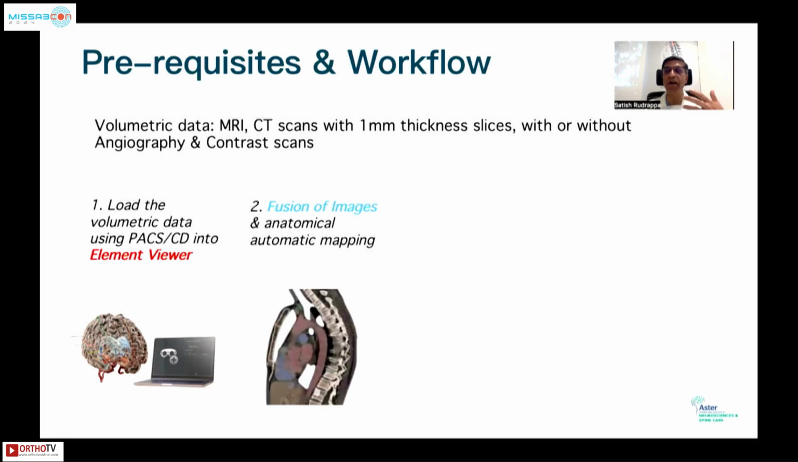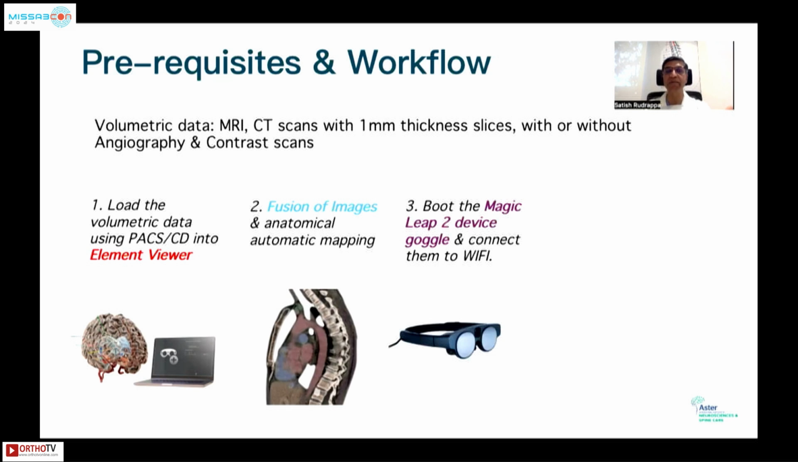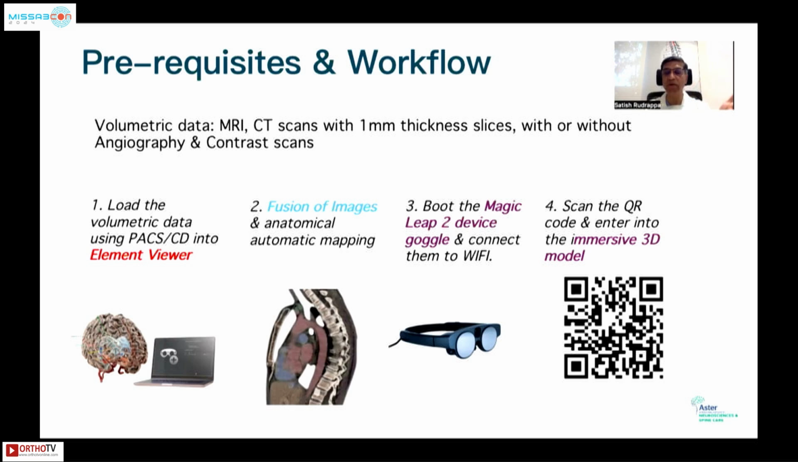Next, we fuse the MR and the CT images. Sometimes you will fuse the PET scan into this, and then use the goggle called the Magic Leap 2 device. Using Wi-Fi, it connects to the computer, that is, the Element viewer, and using the QR scanner through the goggle itself, you can start projecting your 3D model onto a plain wall, which can be viewed by another person wearing a similar kind of goggle. And you can enter into the model to see the inner structures. I will show you how it can be done.